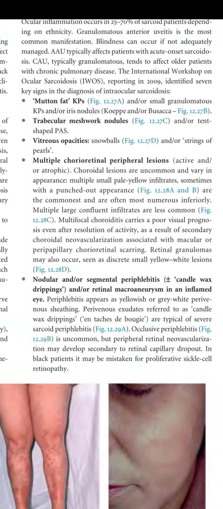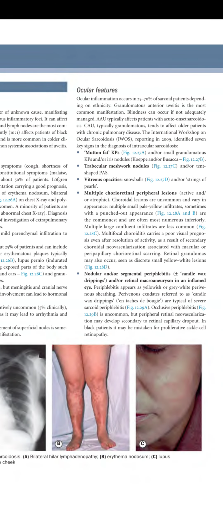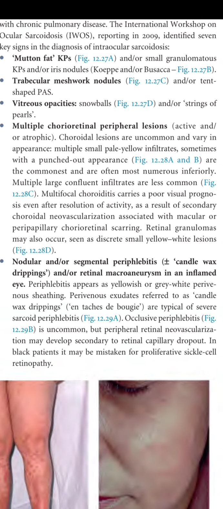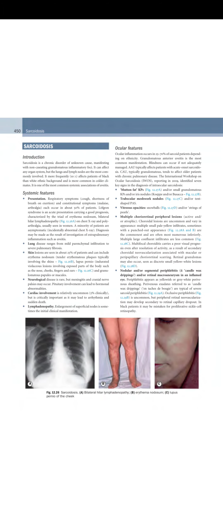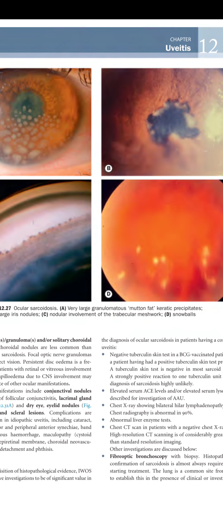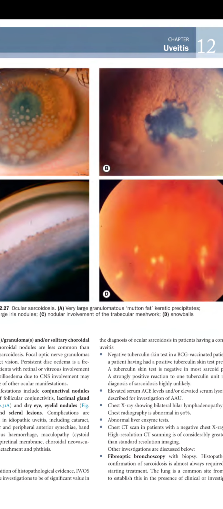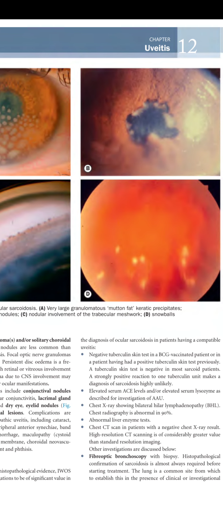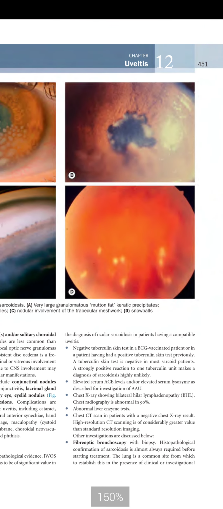So if there is like occlusive periphlebitis, it can cause the retinal neovascularization. So veins are getting affected. So let's see what we have discussed about 5. First is A is showing large granulomatous mutton fat KPs. B is showing large iris nodules. You can see Koeppe nodules and Busacca nodules. C is showing nodular involvement of trabecular meshwork. D is showing the snowball formation in the vitreous.